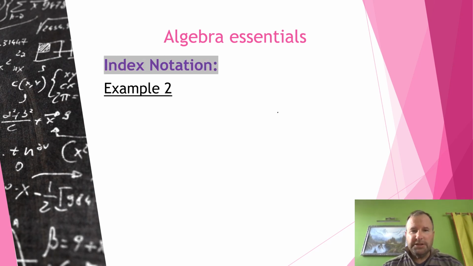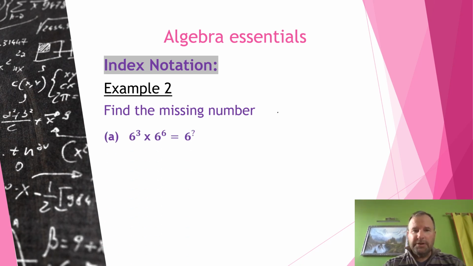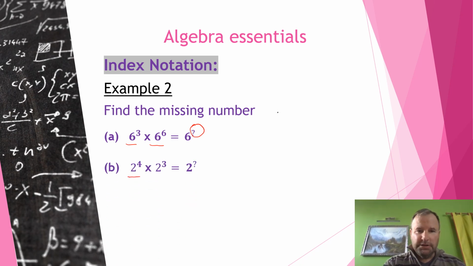Continuing on with index notation, example 2, find the missing number. So here we've got 6 to the power of 3 multiplied by 6 to the power of 6. We want to find this question mark, the missing number. And the next example is 2 to the power of 4 times by 2 to the power of 3. We want to find this missing number again. I wonder if you can do that. Can you see the pattern or the rule that goes with this index law?